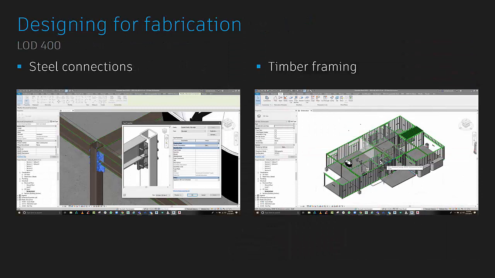So moving into a little bit more detail here, BIM is not just about parametric modeling and creating schedules and producing PDFs for a builder to work from. You can fabricate from the building information model. So there's a couple of things to be aware of.